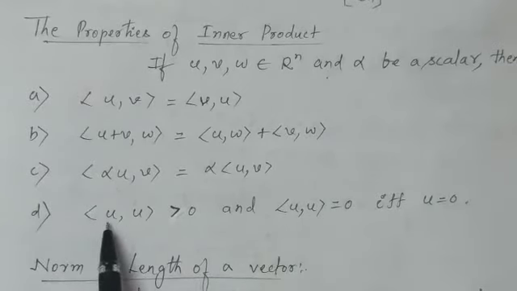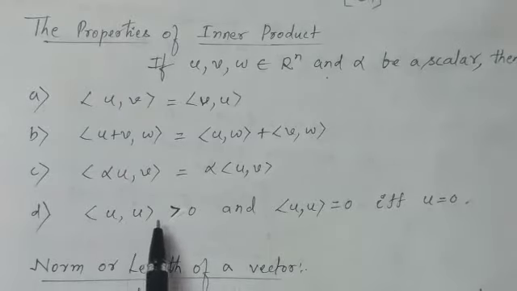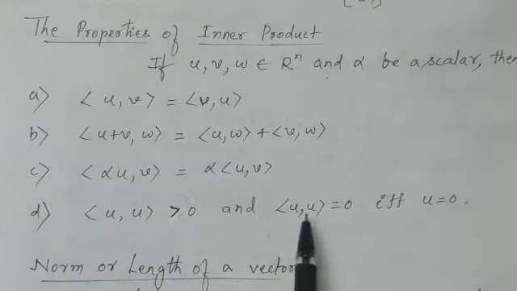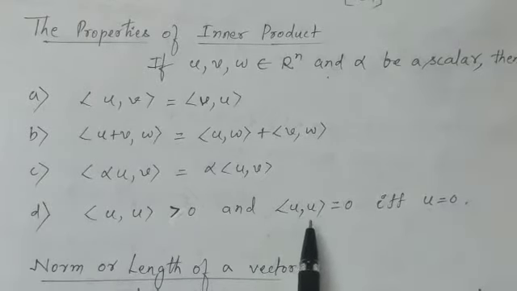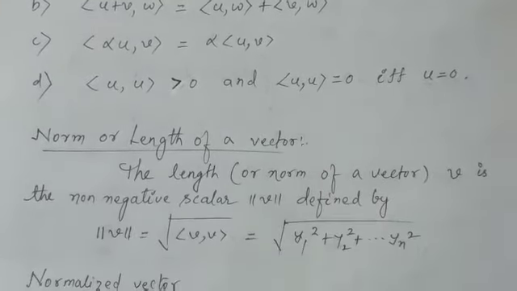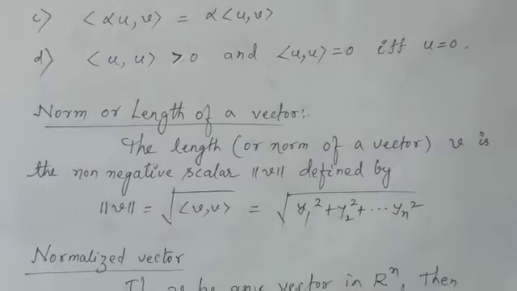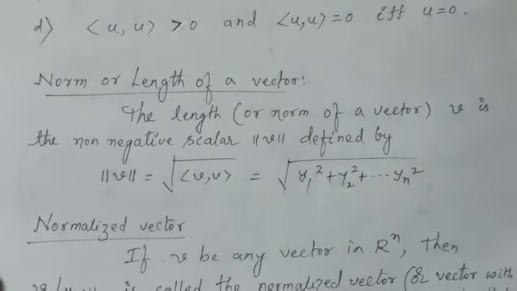Similarly, the inner product of u comma u is always greater than 0, and u comma u is equal to 0 in only one case, if u is 0. Now these are some of the properties. Next we discuss the norm or length of the vector. So length and norm are both the same.